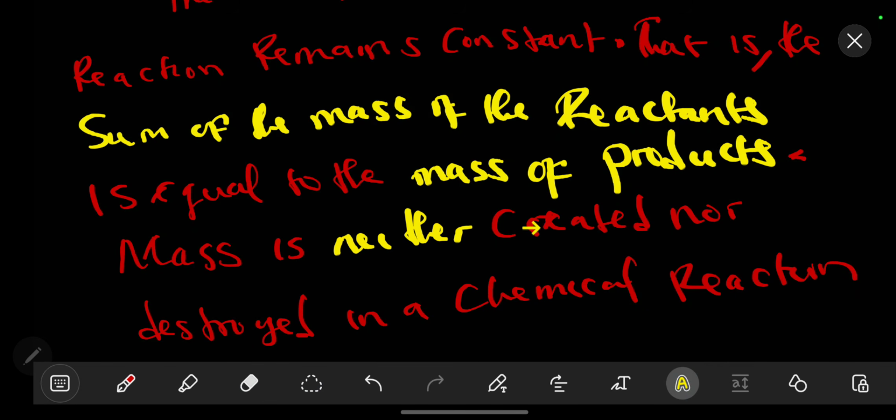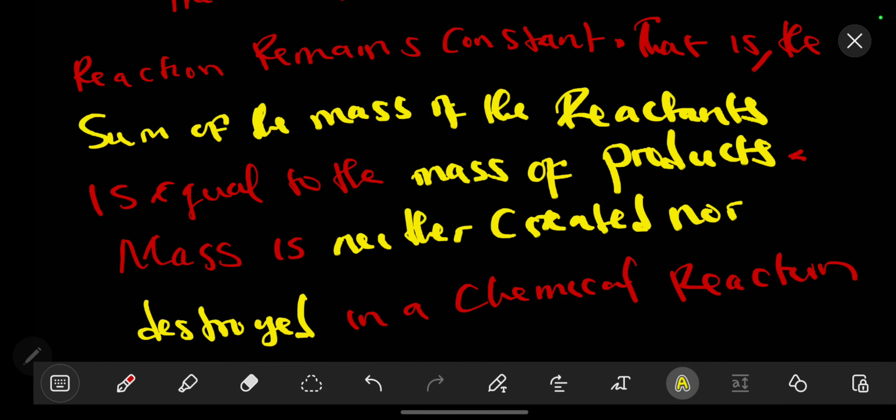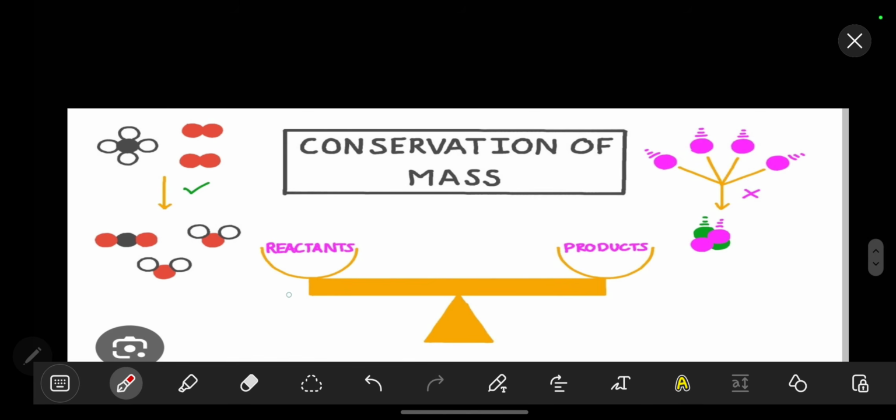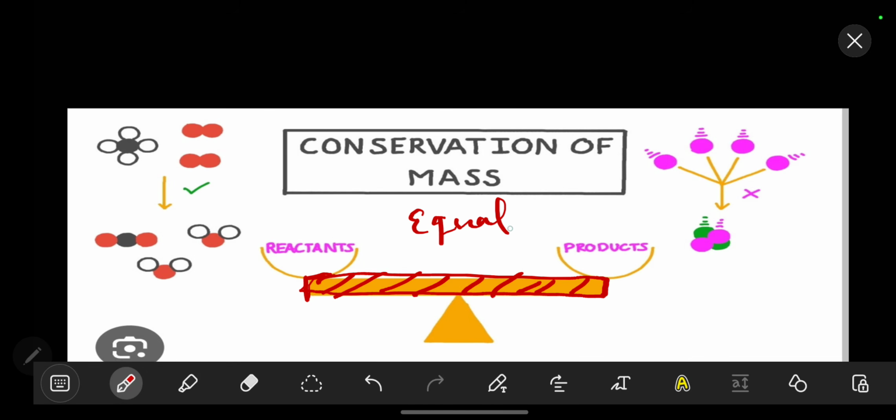So let me clarify what I mean by this. Mass is neither created nor destroyed. If you look at this, we have a balance. This balance is very important, in such a way that if this is mass, you will find that the beam will be balanced. Now, why is the beam balanced? Because the mass of the reactants is equal to the mass of the products. So that is what we call the law of conservation of mass.